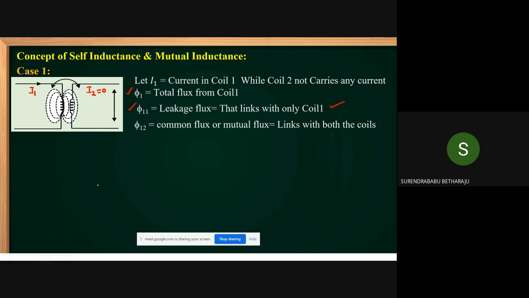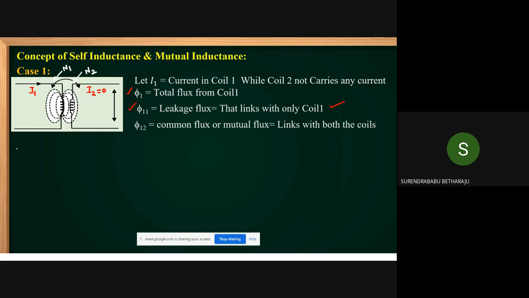Yes, friends, understood. Now with this knowledge, here I am defining self-inductance and mutual inductance. Let N1 be the number of turns in coil 1 and N2 the number of turns in coil 2.